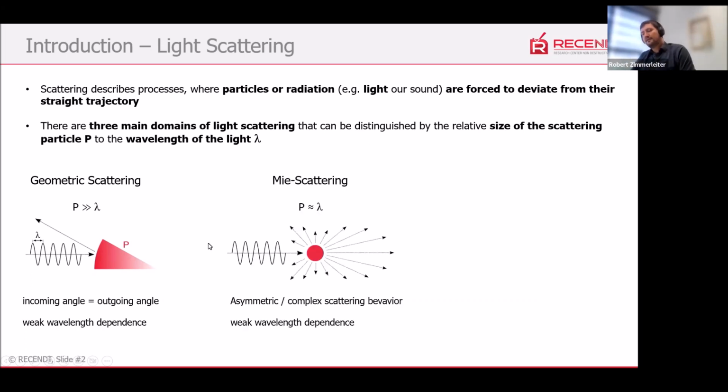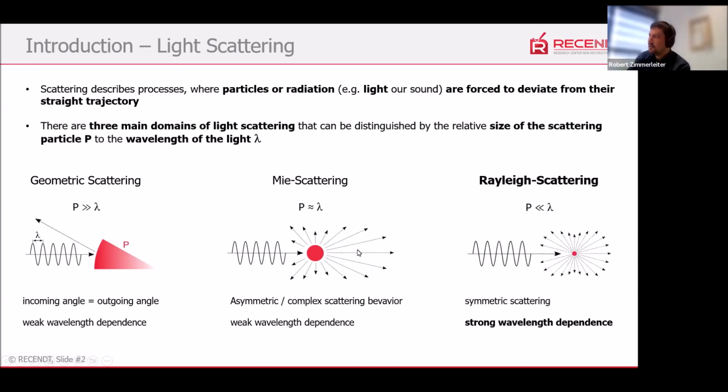particle. There's the second domain, which is referred to as the Mie scattering domain, which describes when the particles that scatter the light are approximately at the same length scale as the wavelength of the incoming photon. Here we have a rather complex scattering behavior and asymmetric scattering directions. We still have a weak wavelength dependence in this case, so the strength of the scattering is still not very strongly dependent on the wavelength.